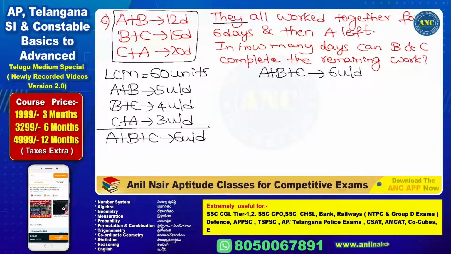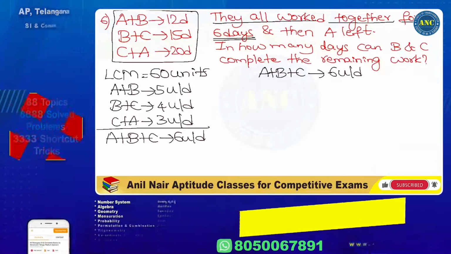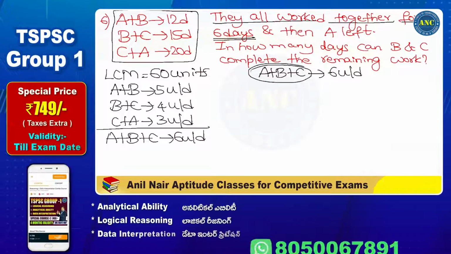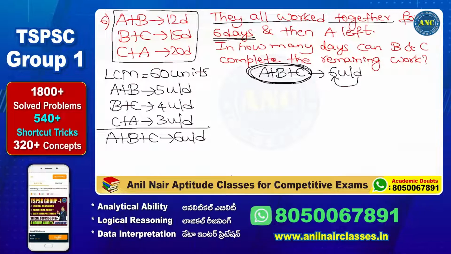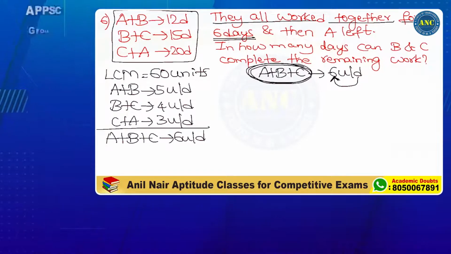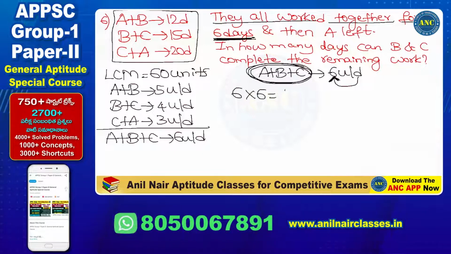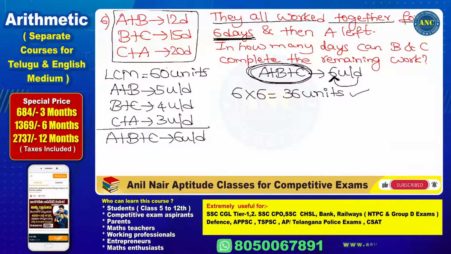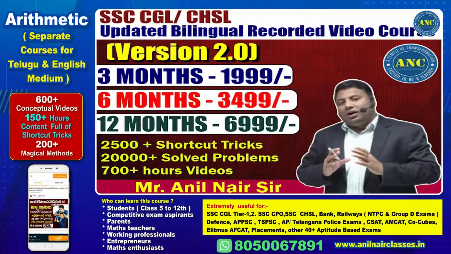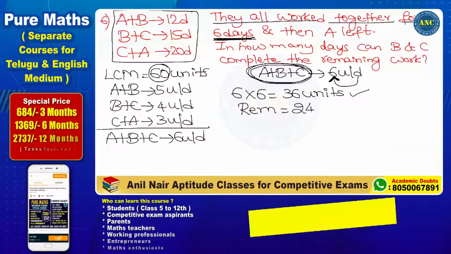Please read the next statement, my dear students. The question says they all worked together for 6 days. That means when all 3 people work together, in one day they distribute 6 chocolates. In 6 days it is 6 into 6, 36 chocolates, distributed by all 3 people working together. Totally 60 chocolates were there in the box initially. 36 are done and dusted. Remaining is 60 minus 36.